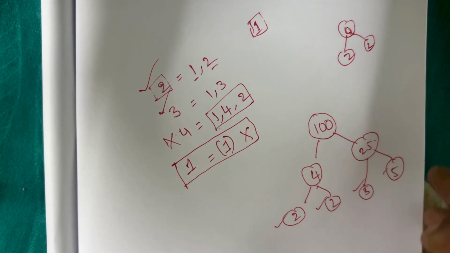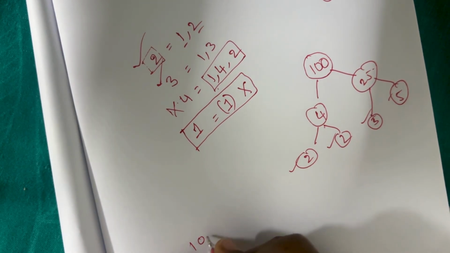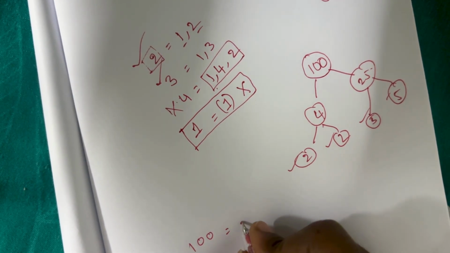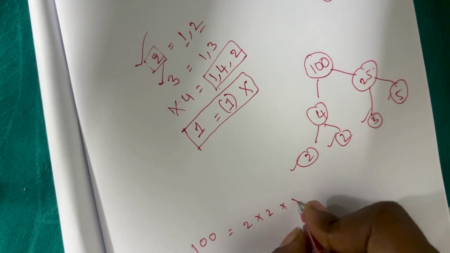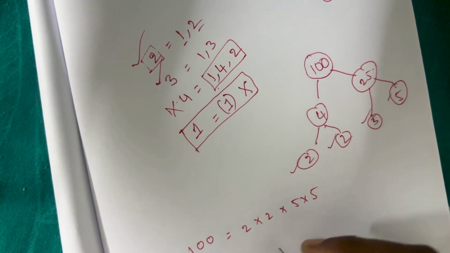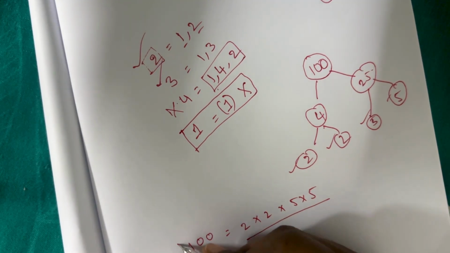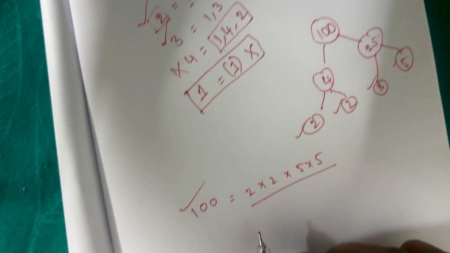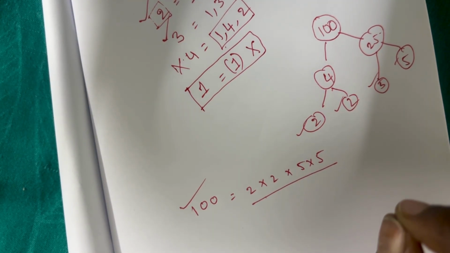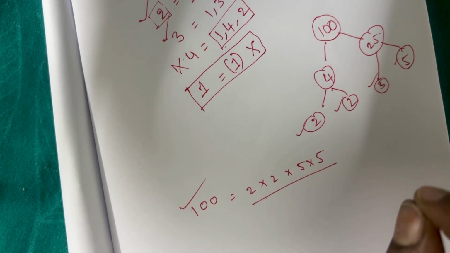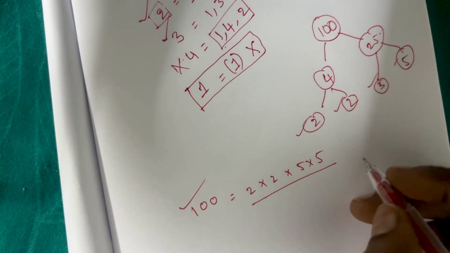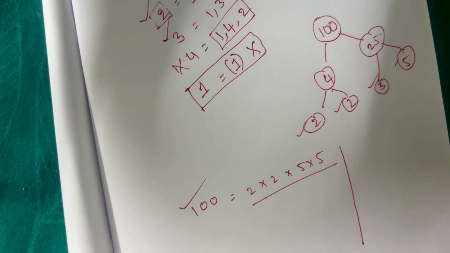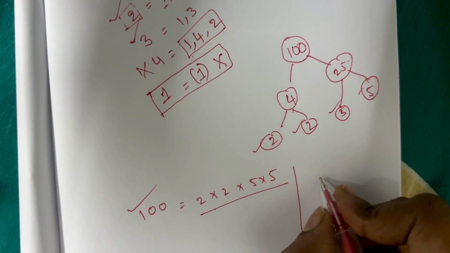This is how we do it. So 100 can be written as 2 into 2 into 5 into 5, isn't it? It gives me the 100 value. This is the prime factorization. Now just imagine 1 is considered a prime number.